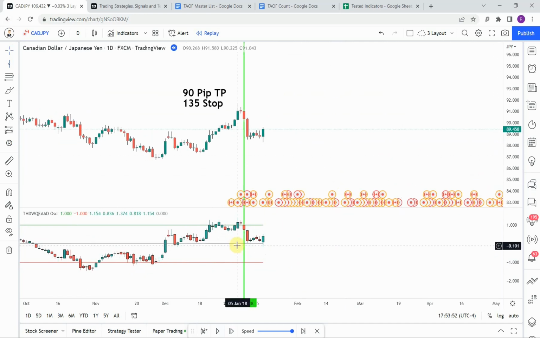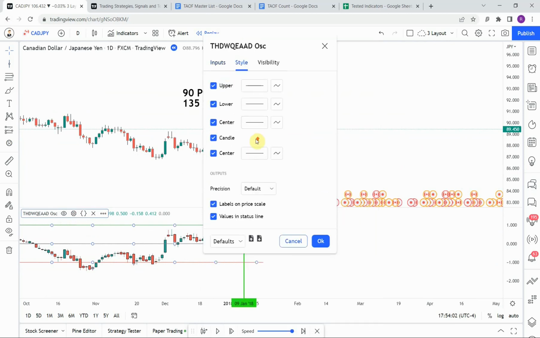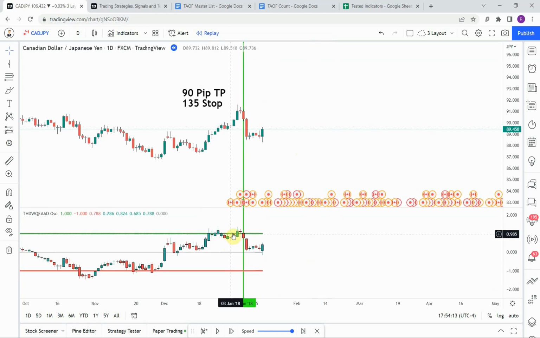All right, so the first signal that we pick up is a short signal. Here we get that break of the upper band, the upper line right there. It's kind of hard to see. Maybe we can go in, see if we can change the style at all. Yeah, there we go. Lower style. There we go. So you can see that upper green band right there, or that upper green line.